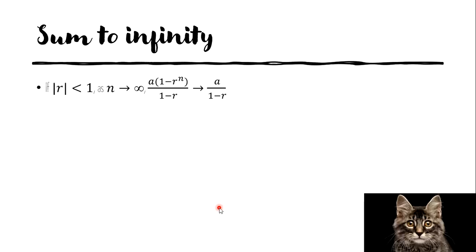Sum to infinity. So there are some things you need to consider with this. If the modulus of r is less than 1, then as n tends to infinity, s of n is going to tend to a over 1 minus r. r to the n gets really small, so you end up with 1 minus a really small number, and that kind of cancels out to give it just a over 1 minus r.